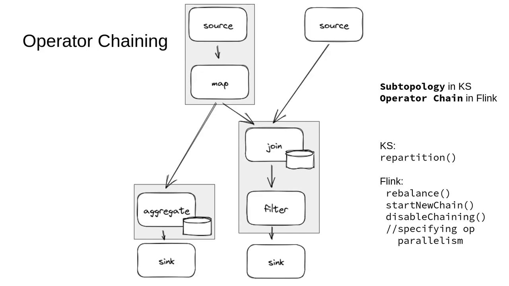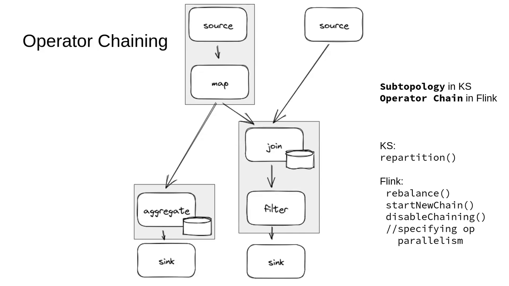So both frameworks actually give you a way to control this behavior. Kafka Streams gives you the repartition operation, which basically, even if the framework doesn't think you need a repartition in the middle of join filter, for example, you can just insert one with that operator. And likewise, Flink gives you a few different operators that are more ergonomic to use in different circumstances: rebalance, start new chain, disable chaining, and then just basically specifying directly the parallelism of two different operators. If you set them different, then it'll just go ahead and break the chain right there.